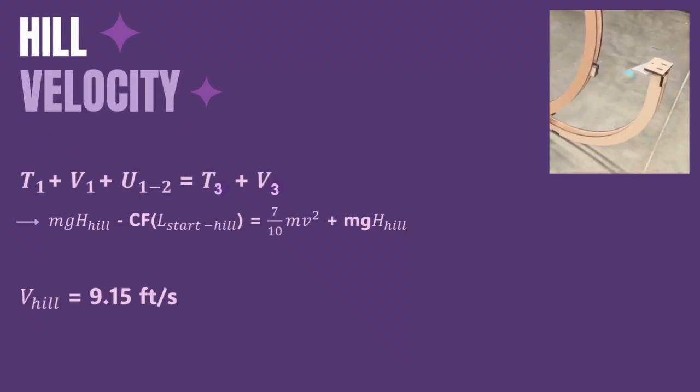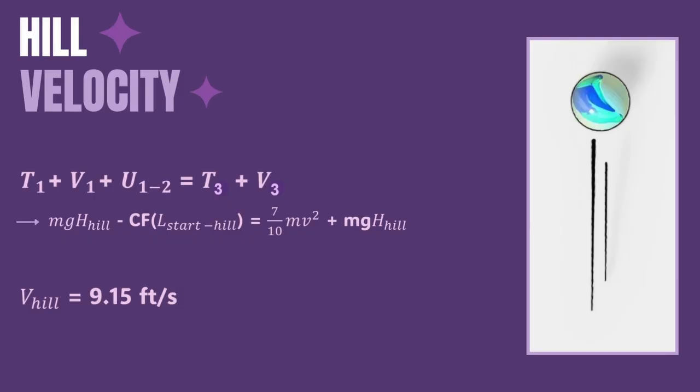We then analyzed the 1-foot hill that follows the loop. To determine the marble's speed at the top of the hill, we used energy conservation, while accounting for friction over the 16.7 feet of track. From this calculation, we found the velocity at the top of the hill to be approximately 9.15 feet per second.